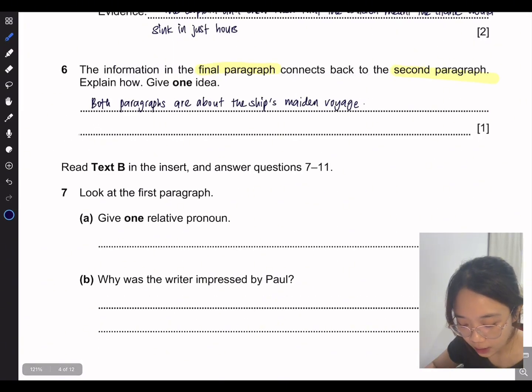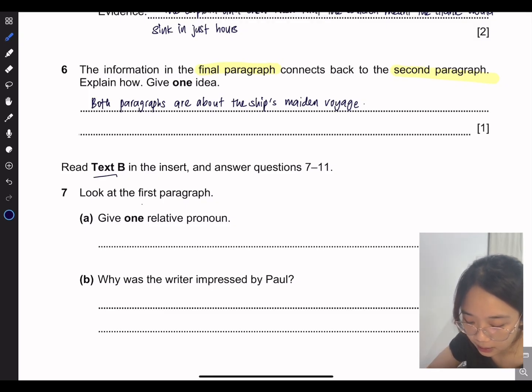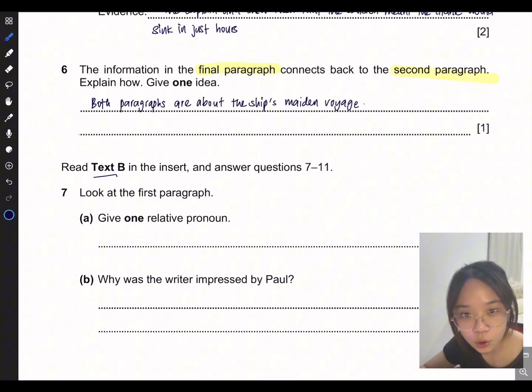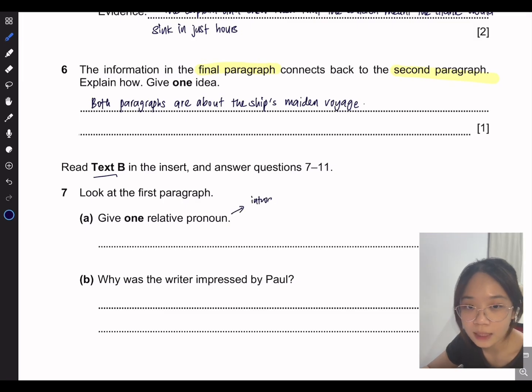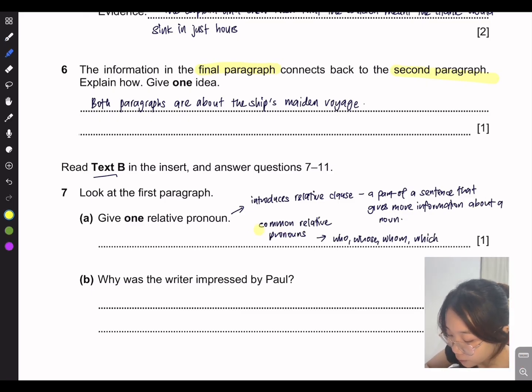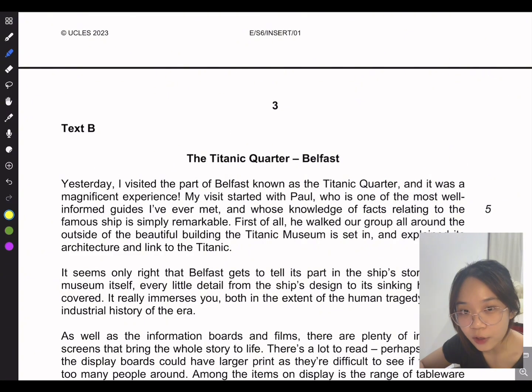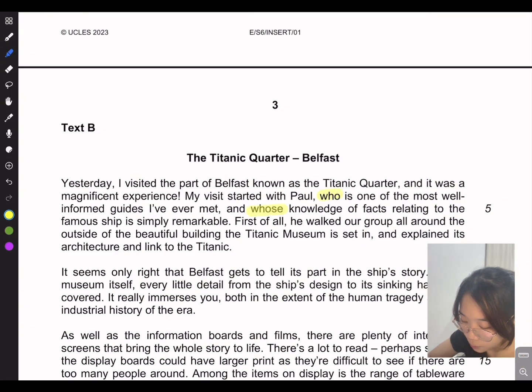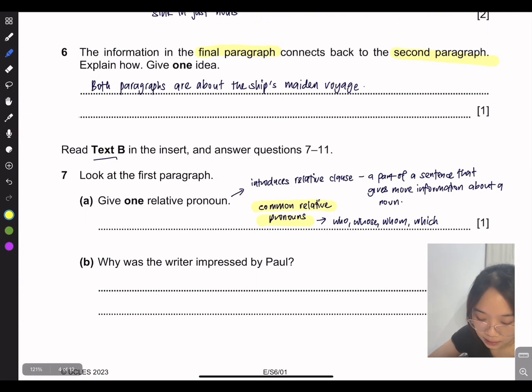Okay, so the next question is question 7. For question 7 to question 11, you have to read text B in the insert. Look at the first paragraph. Give one relative pronoun. Okay, so what is a relative pronoun? A relative pronoun is a word that introduces a relative clause, so a part of a sentence that gives more information about a noun. These are some examples of common relative pronouns: who, whose, whom, and which. Let us take a look at the first paragraph here. The relative pronouns that can be found here include who and whose. Of course, you just have to write one since they only mention one. So you can write who or whose.